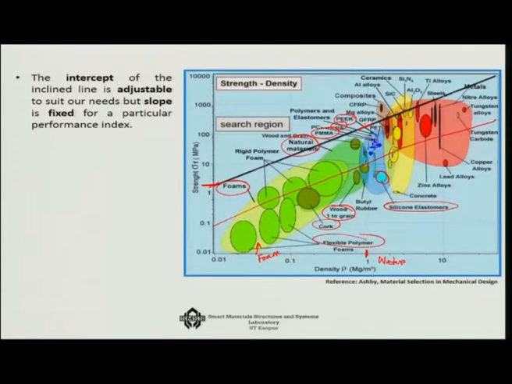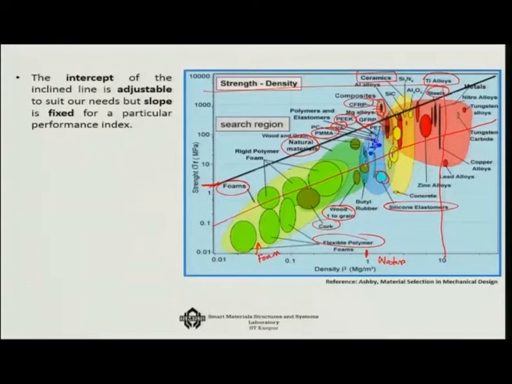And then above that, what are we getting? We are getting CFRPs, GFRPs, etc. Beyond that, we are actually getting the ceramics, and even beyond that we are getting things like titanium alloys, steels and some of the metals. But if you see, if I go that far away, I may get a high value of the strength, but I am also going to get a high value of the density rho.